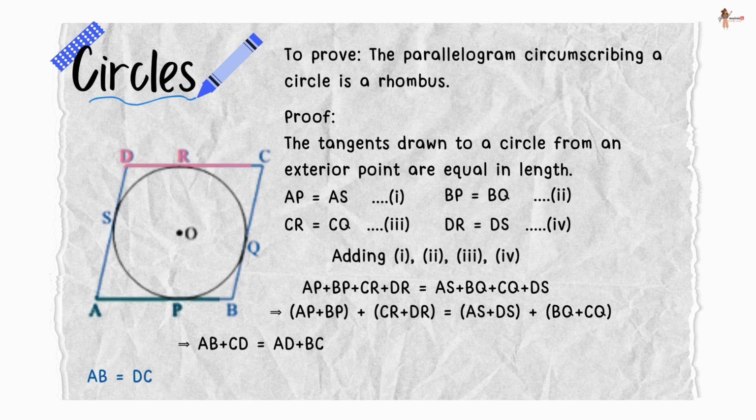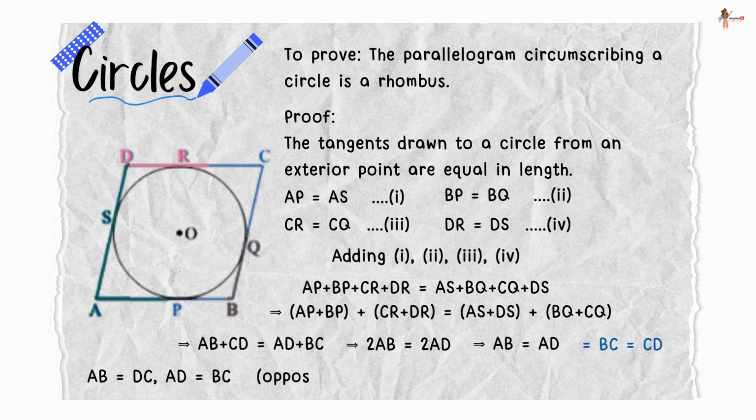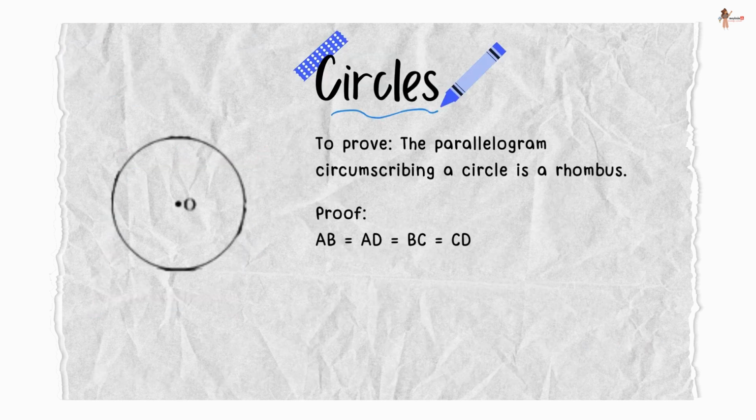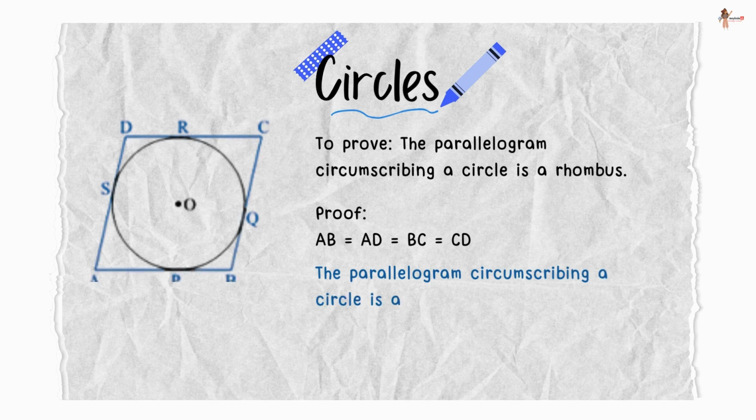Now AB is equal to DC because these are the opposite sides of a parallelogram. Similarly, AD is equal to BC. That means twice of AB is equal to twice of AD, or we can say AB is equal to AD, which is also equal to BC and CD. That means all the four sides are equal, and hence this is a rhombus. Therefore, the parallelogram circumscribing a circle is a rhombus.